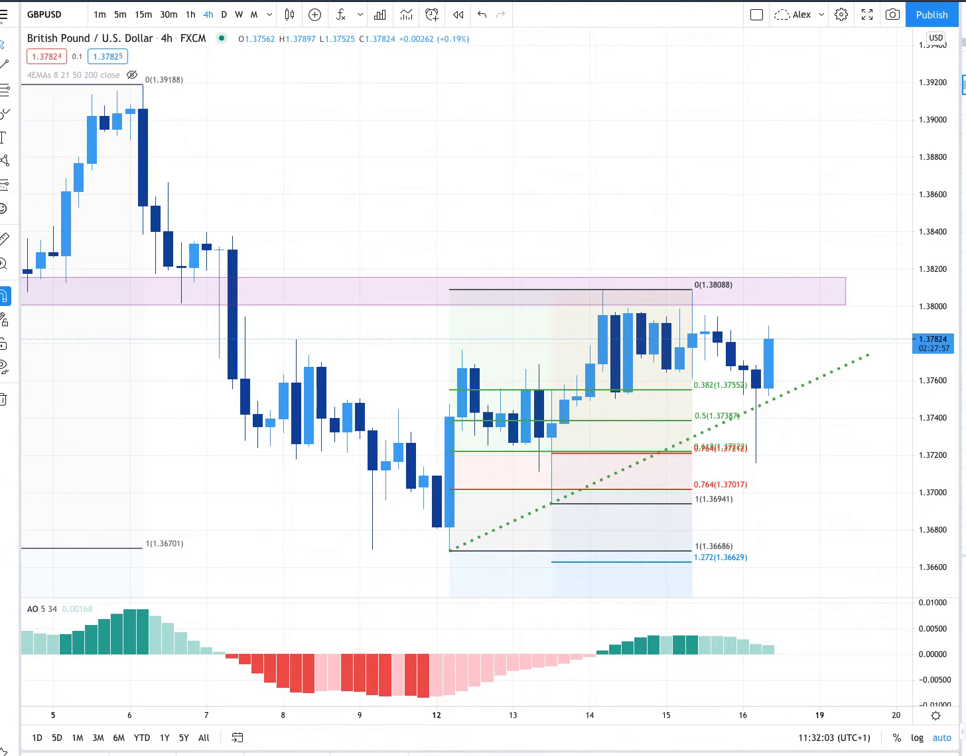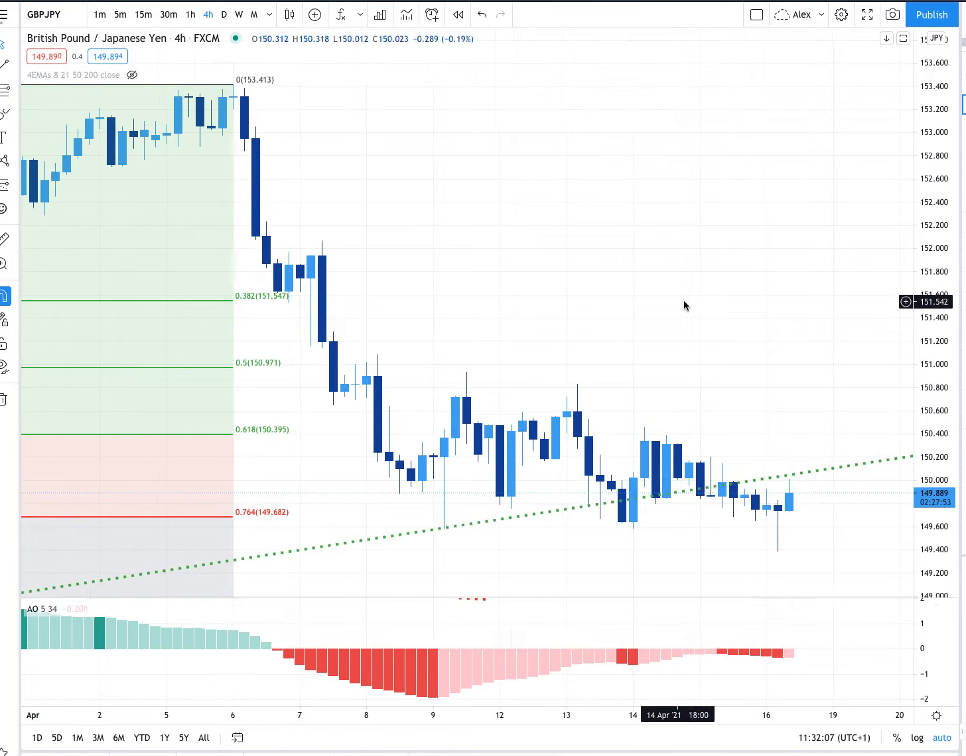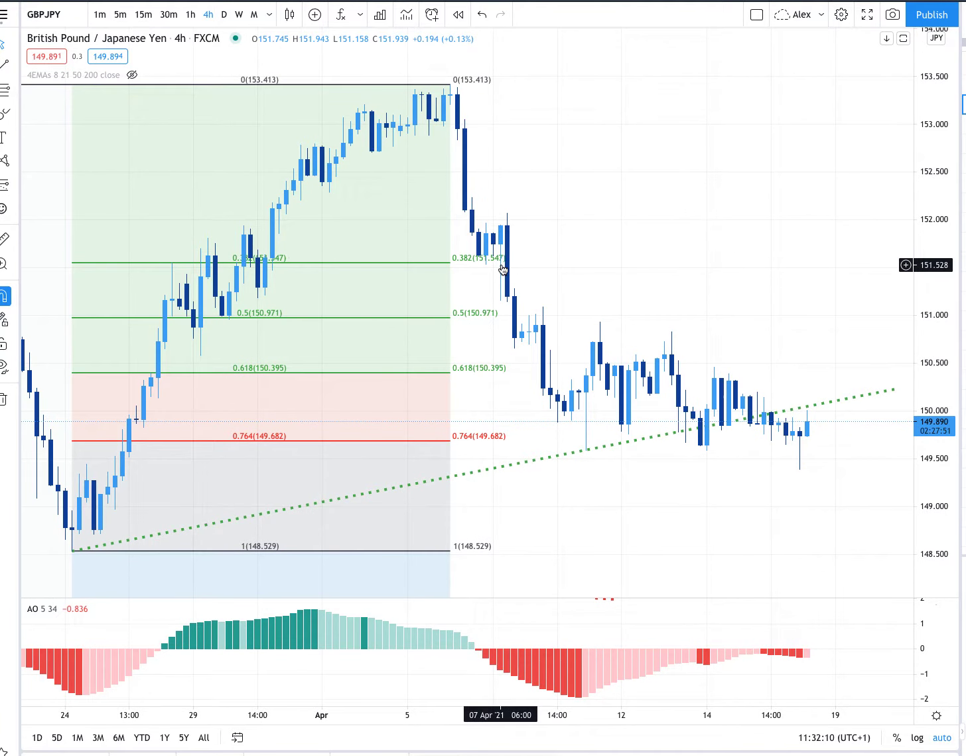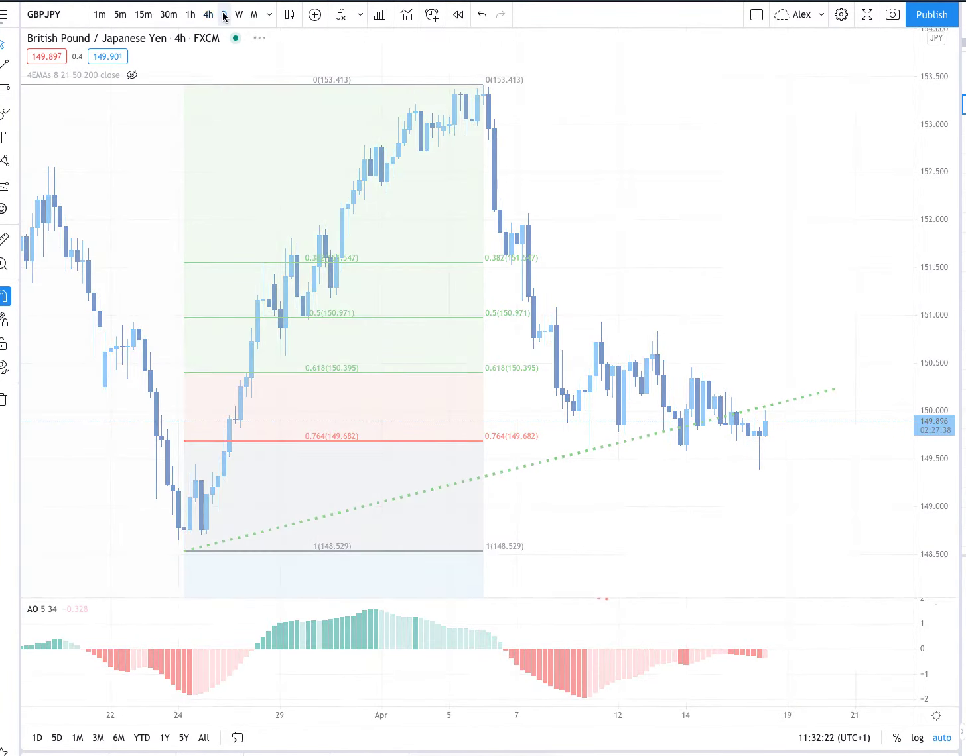That was the play. Same situation with pound yen. So pound yen, you can see we shorted it until we got to the 76.4. That's still proving to be the line in the sand. We tried to break below it and we bounced off it and bounced back up. So similar price action.